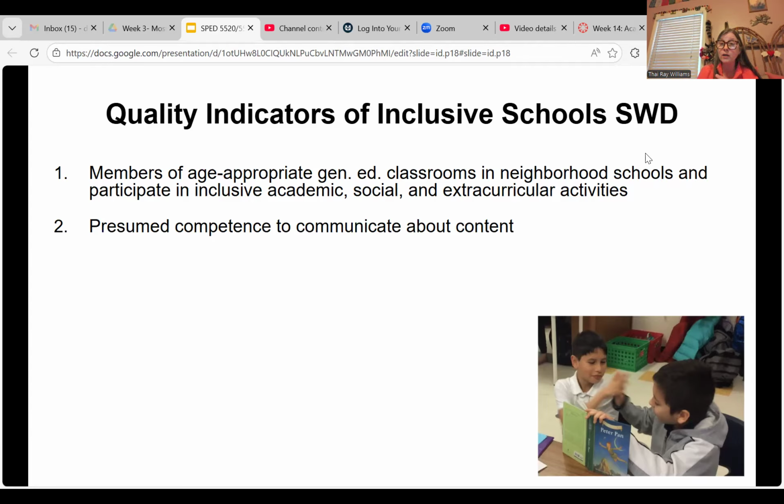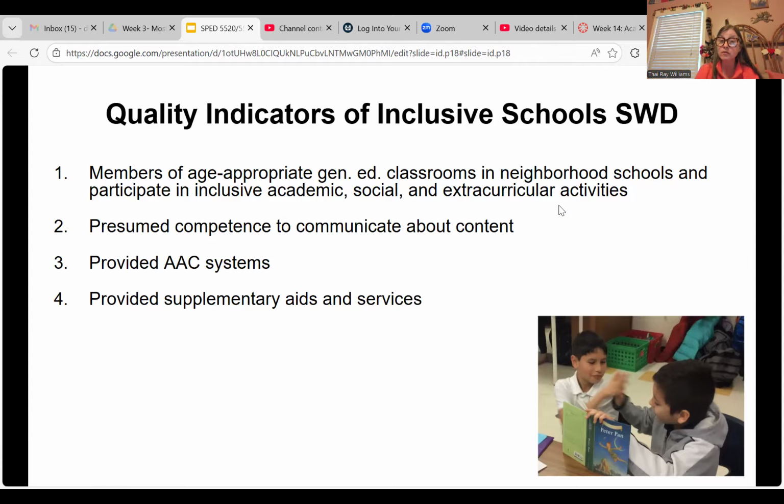Not only that, quality inclusive schools presume competence, that students with disabilities are competent to communicate about the content. They can go into a classroom, they can learn content, and they can tell you about it, or they can share or engage in a conversation or a debate about it. Quality inclusive schools provide AAC systems for students with complex support needs. They also provide supplementary aids and services. So if you need a stander, if you need occupational therapy services, if you need specialized seating, we're going to provide all those. That's what quality inclusive schools do.